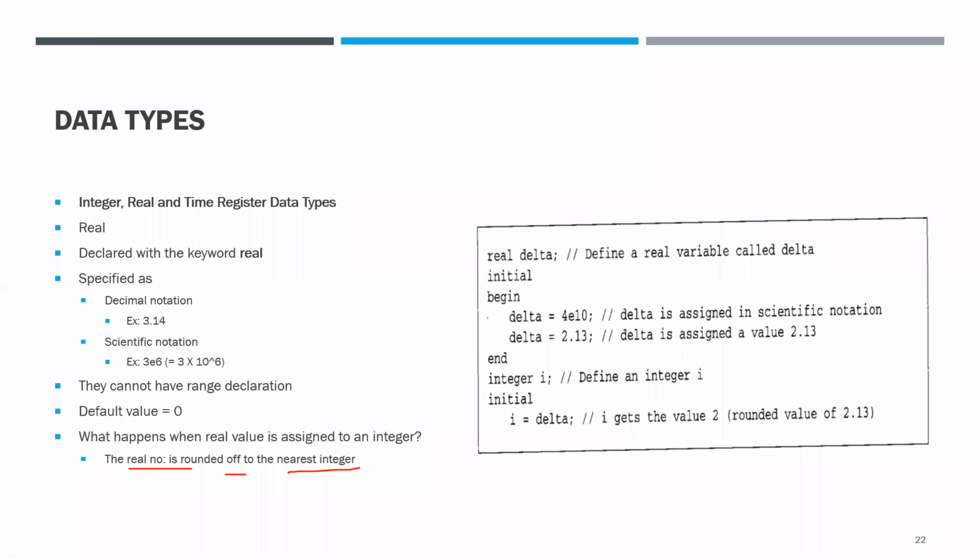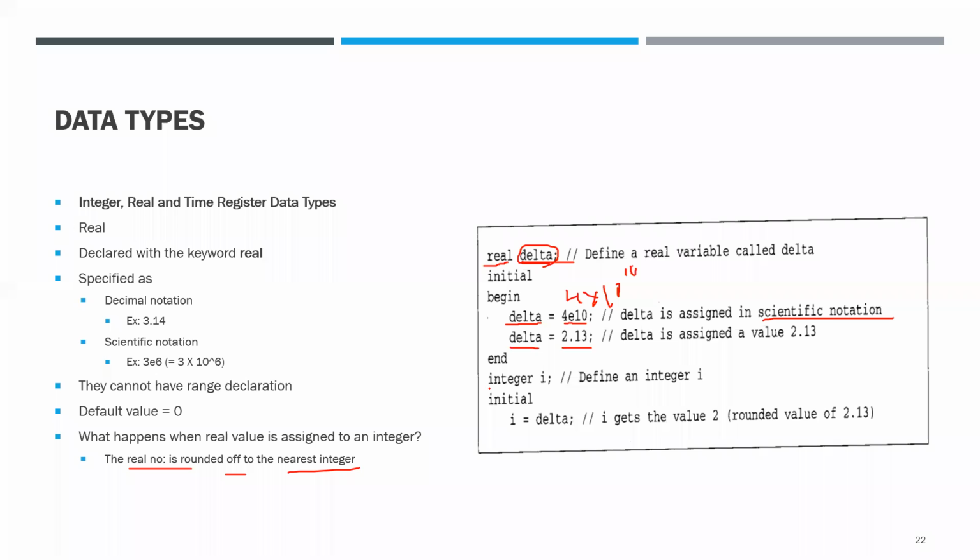So here we have an example. Real is the keyword, delta is the identifier. So you have declared a variable, which is of type real. Then here we can see that we have two assignments. We have assigned delta equal to 4e10, so it is 4 into 10 raised to 10, which is in scientific notation form. And here we have stored a value in decimal notation form, which is 2.13.